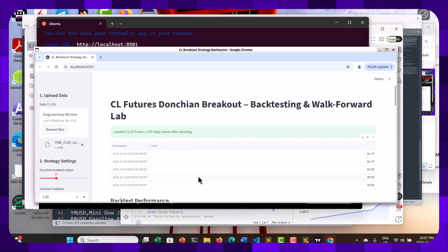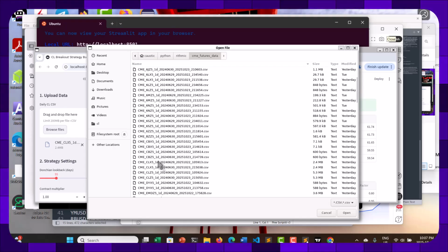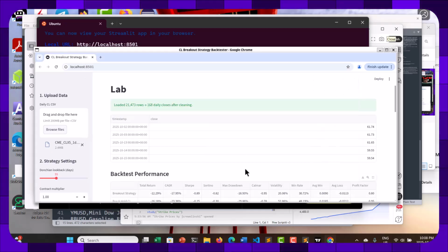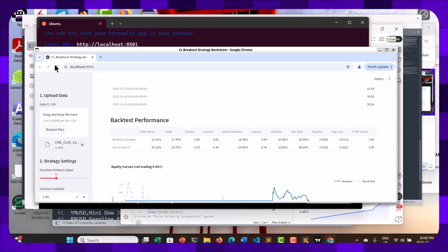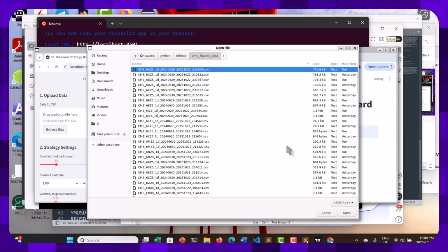I know it's not the best, but if I now load in a different futures contract for it, this one here, let's look at the size of it, 2.4 meg. Those will be similar to what you've seen. Just here to reset everything, and let's reload that file.